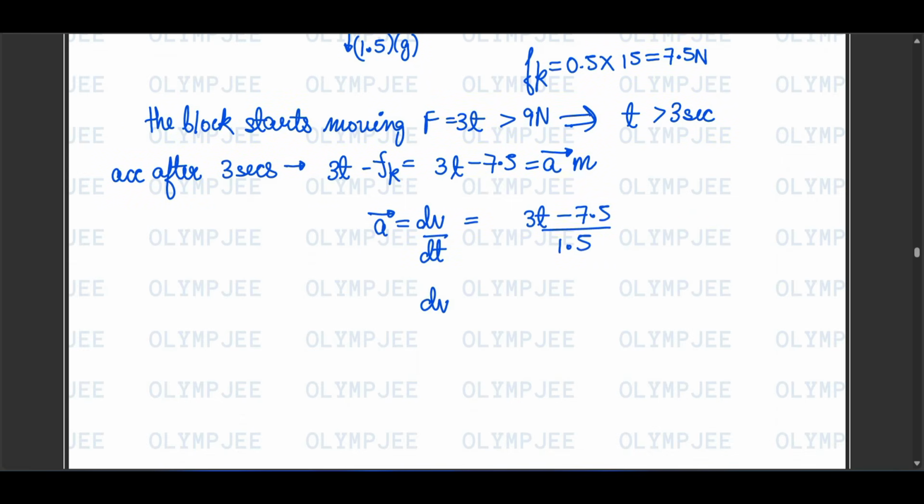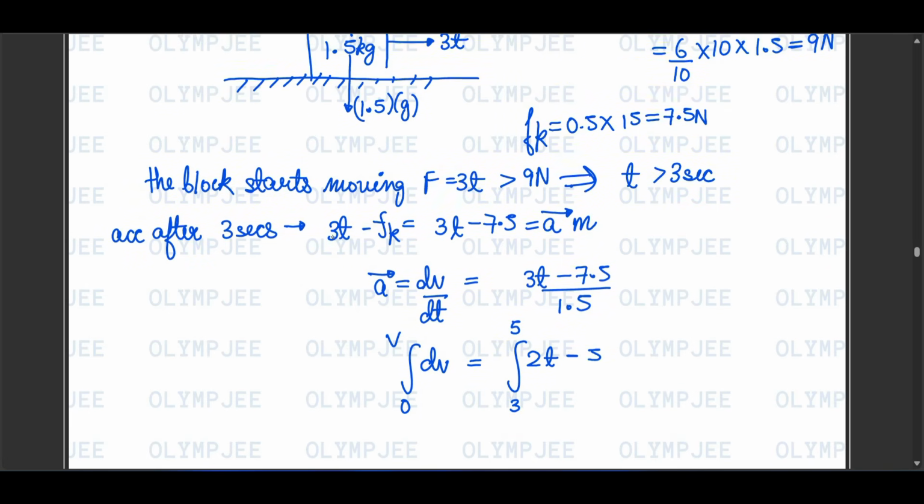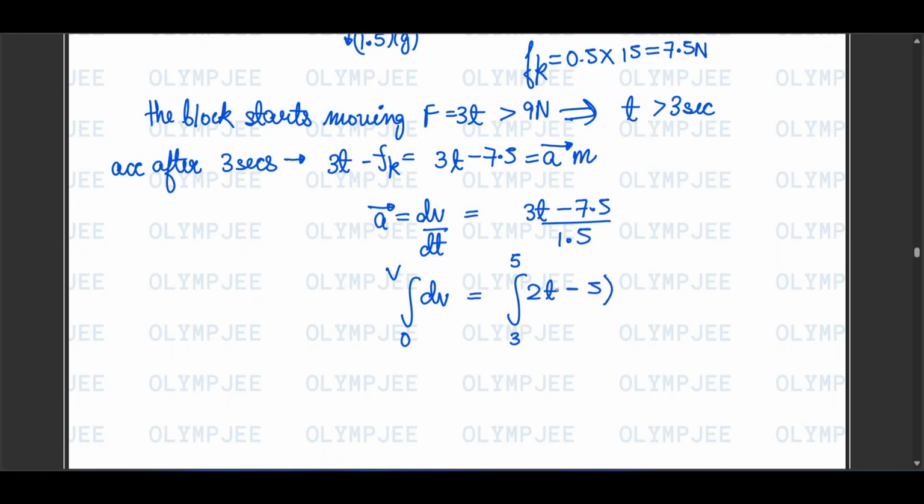At 3 seconds it is at rest, and at 5 seconds let us assume the velocity is v. So dv is (2t minus 5) dt, integrated from 3 seconds to 5 seconds. It is important to set this limit as 3 because before 3 seconds this will not be the acceleration. Kinetic friction will not be acting before 3 seconds; it will be static friction. So this is the acceleration only after 3 seconds, so we write 3 as the lower limit.